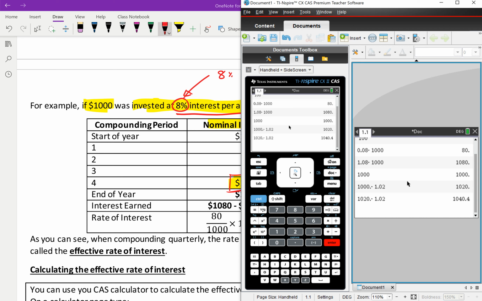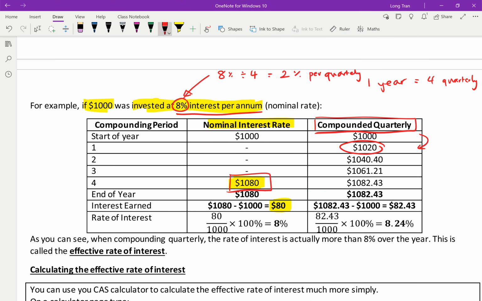Now what's interesting is after 4 quarters, which makes 1 year, at the end of that year, can you see the difference between the two? This is what effective rate is. See, nominal rate, this is what they promised you. So if you were doing a loan, right? They say it's 8% per annum. You would have done 8% of what you borrow.